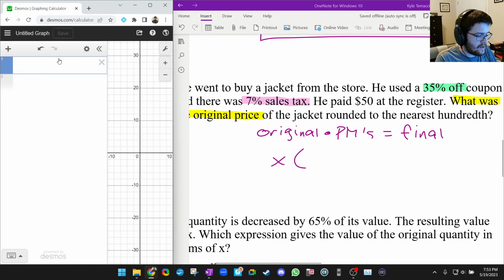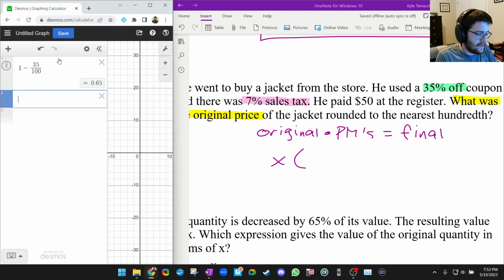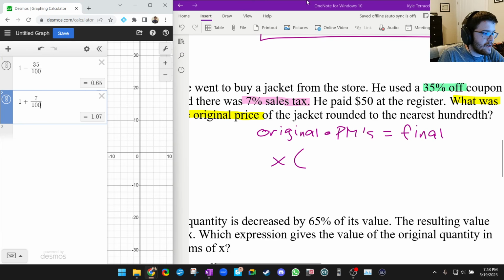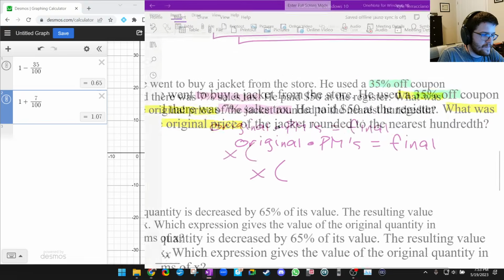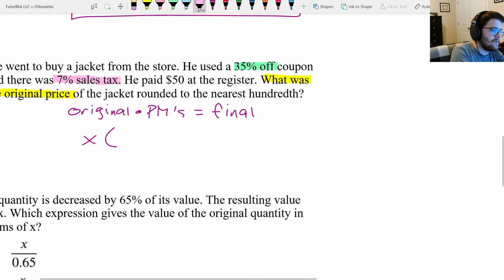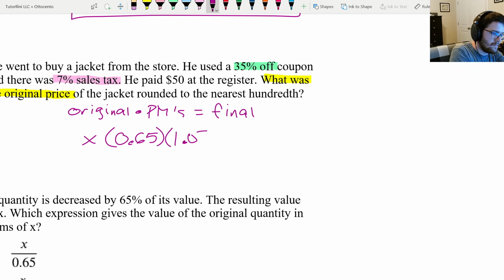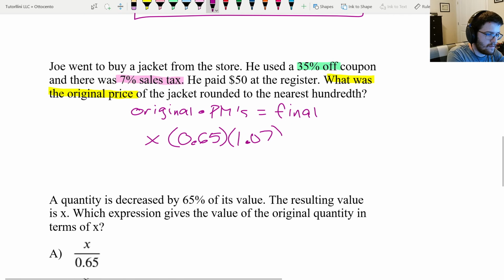So 35% off, that's a decrease. 1 minus 35 divided by 100. And 7% sales tax, 1 plus 7 divided by 100. Great, so we get 0.65 and 1.07. So 0.65, and see how I'm not adding them or anything, I just put them right next to each other. And the final price is the amount he paid at the register, $50.